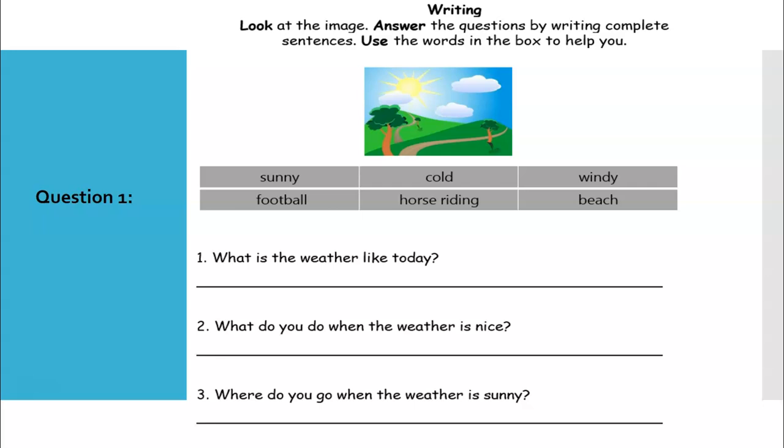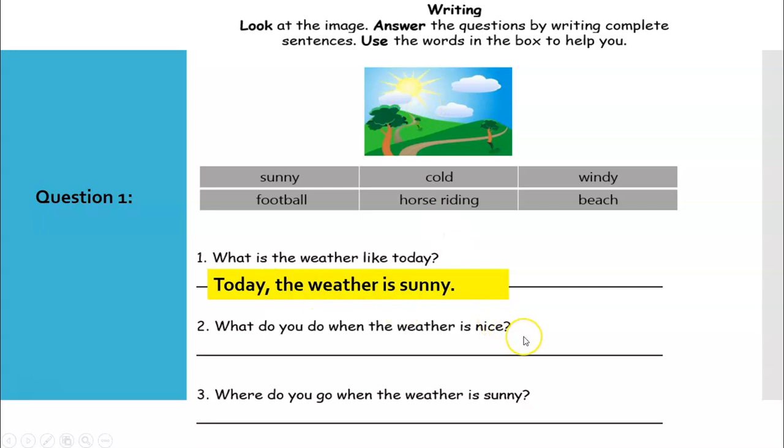Question 1. What is the weather like today? Look, you have a picture and you have words here and you are supposed to use them. For instance, we can say, today the weather is sunny. If you want to write another answer, it's possible. You can say the weather is windy. But the best answer is, today the weather is sunny.